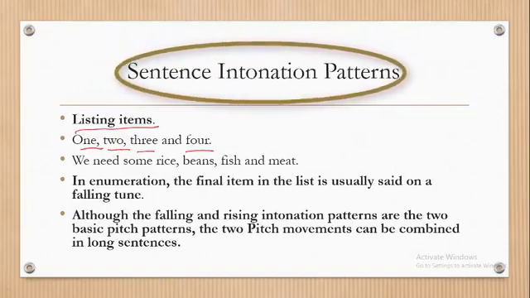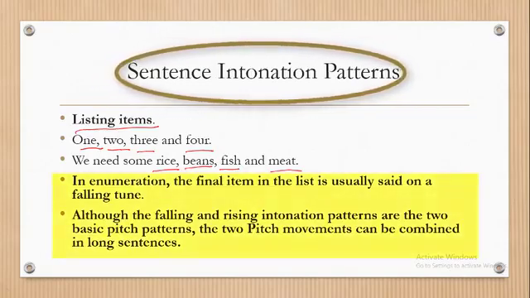1, 2, 3, and 4. Now, we could make a list like, we need some rice. Now, this is rice, beans, fish. Then the last one will be a falling tune. And meat. We need some rice, beans, fish, and meat. 1, 2, 3, and 4.